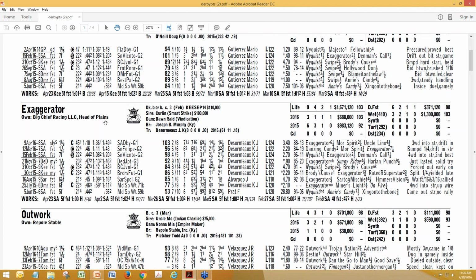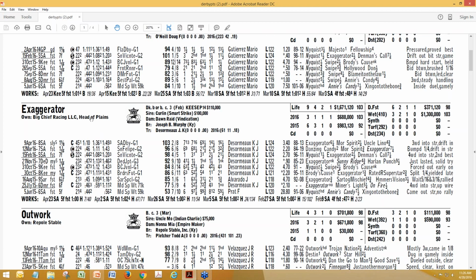I mean, this to me is probably the best example. Now, am I saying Exaggerator can't win? Absolutely not. But if the race shapes up as expected, he's going to have a tough time closing into those fractions without the benefit of the race flow in his favor.